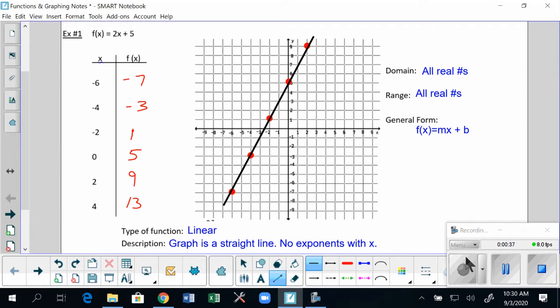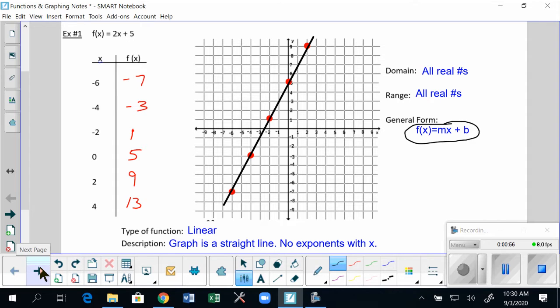The domain of this linear function would be all real numbers, as well as the range. And then write down this general form right here. This is very important. The general form of a line we say is mx plus b. So feel free to pause if you need to get all that written down, but go ahead and write that in your notes.